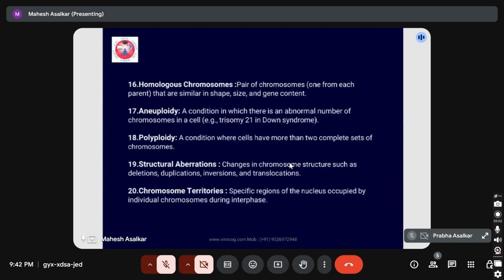Then structural aberrations, changes in chromosome structure such as deletions, duplications, inversions, translocations, etc. Then chromosome territories, specific regions of the nucleus occupied by individual chromosomes during the interphase.